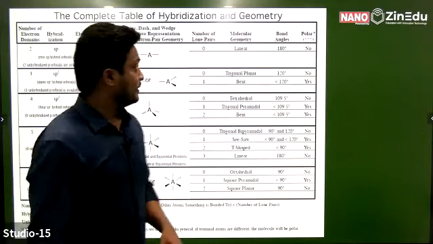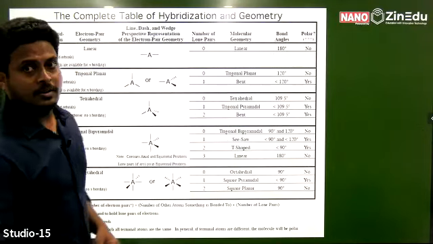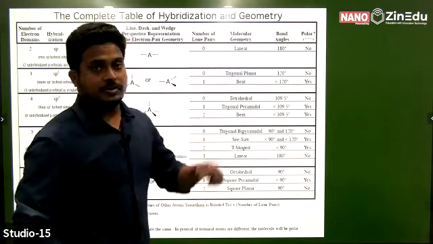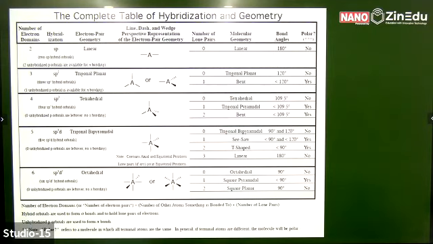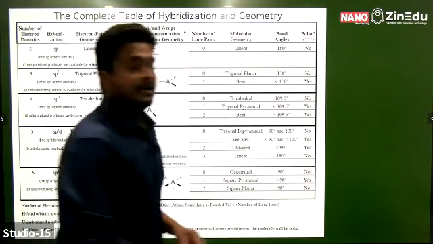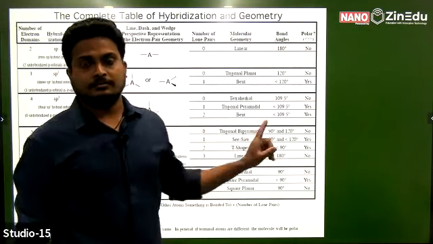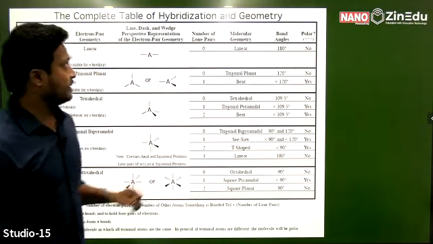Next important topic, that is hybridization. How to find the hybridization of a molecule and the geometry of the molecule. This is the most important topic. See, every year one question compulsorily comes from hybridization. A question related to hybridization, the most important one.